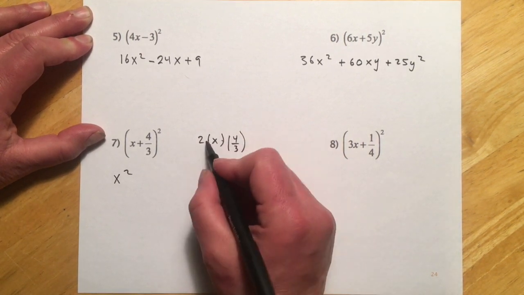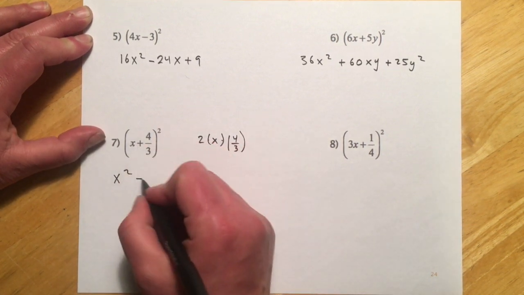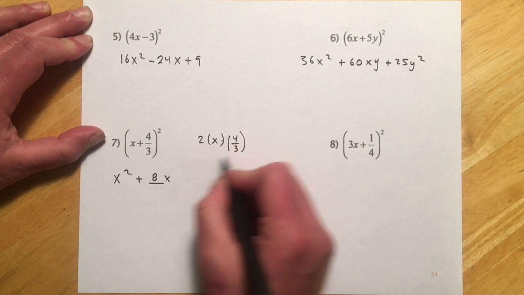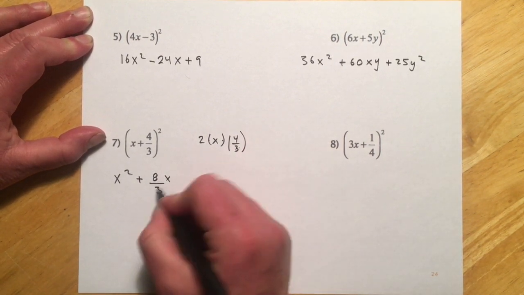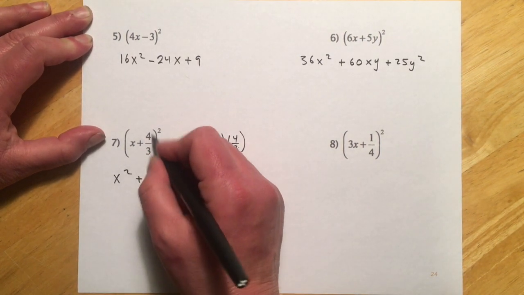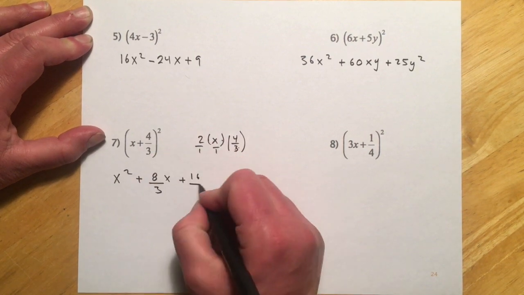So I just kind of think of all that. It'll be 2 times x times 4, so that'll be 8x, and then downstairs is just the 3. So you kind of think of those as over 1. And then square this one. 4 times 4 makes 16. 3 times 3 makes 9.